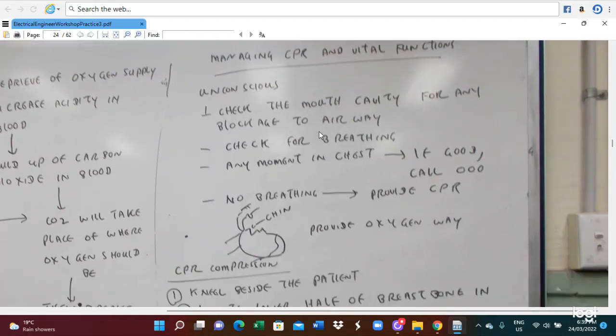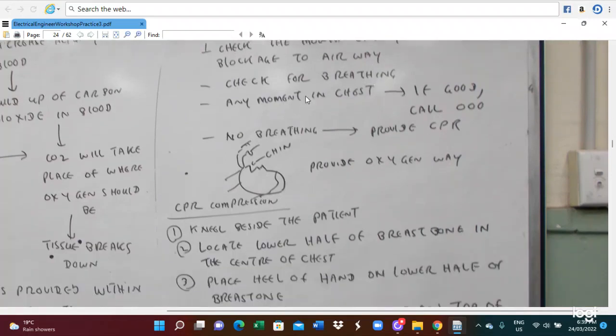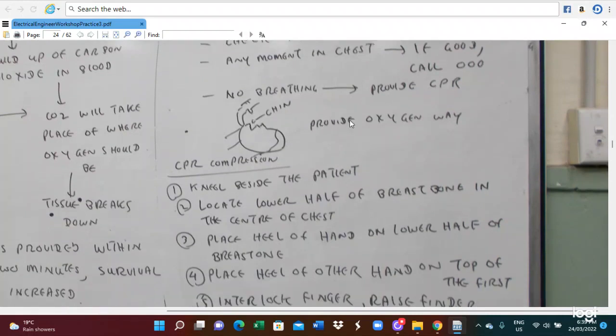When the person is unconscious, we have to check the mouth for any blockage or obstruction, and check for breathing and any movement. If they are breathing, you have to call triple zero. If they are not breathing, you have to provide CPR. This is the way to provide CPR. Firstly, you have to open the mouth and clear the airway.